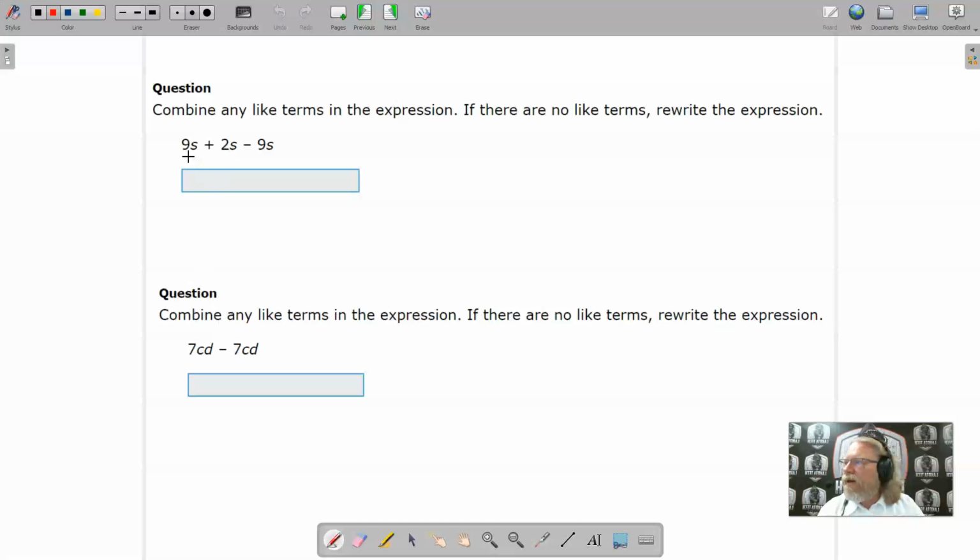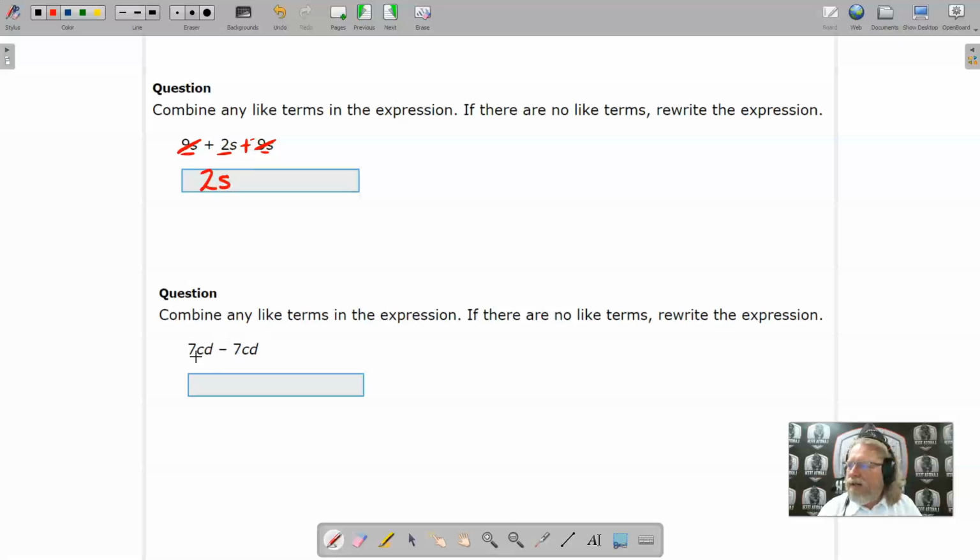So we have here a 9s, and remember this is plus a negative, right? So I end up with two terms of s. One's +9, the other is -9. So those are going to cancel each other out, right? Those are opposites. And that leaves us with just the 2s. That was a pretty easy one, right?